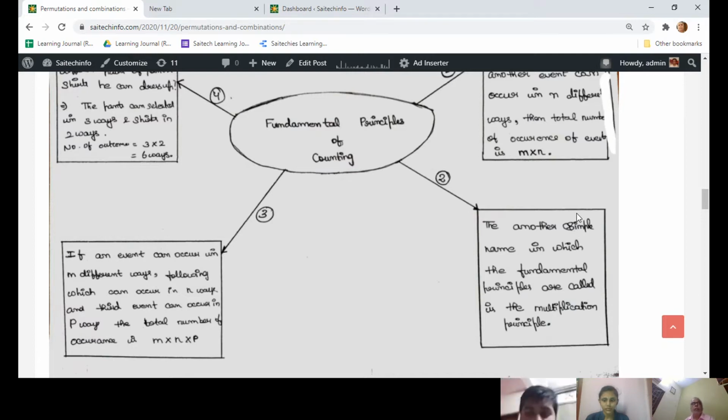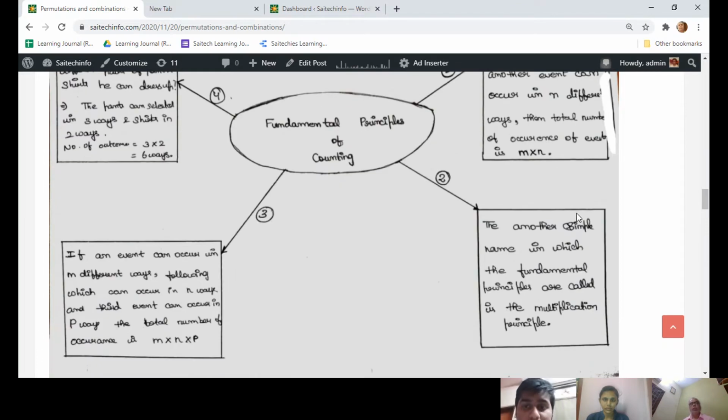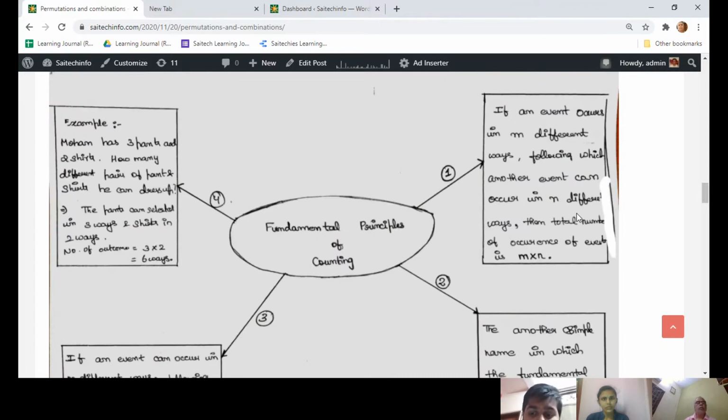Its example: the first question is, Mohan has 3 pants and 2 shirts. How many different pairs of pants and shirts can he dress up in? So from here we get the idea that he has 3 pants and 2 shirts. As we see, if one occurrence comes in m different ways and another occurrence in n different ways, we multiply as m into n. Same here, we apply 3 into 2. So in 6 ways he can dress up.